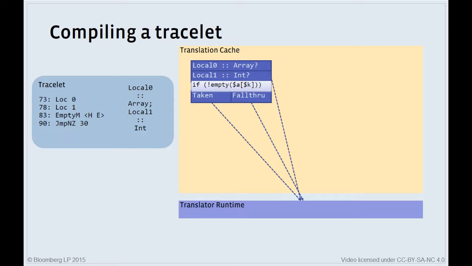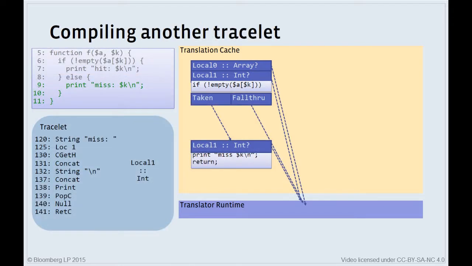So okay, JITted this code, let's jump to it. We're going to execute this empty. It turns out the array A does not have the key 42 in it, so we're going to go into the miss case. We're going to jump into the miss tracelet, but oops, the miss tracelet hasn't actually been compiled yet, so we're going to land back into the JIT. The JIT's going to recompile the miss tracelet now, again, assuming local 1 is an integer. It's going to execute this code. If local 1's not an integer, we'll fall back into the translator. But again, it is, because we're building the code so that it is, and we'll finish executing and JITting this tracelet.